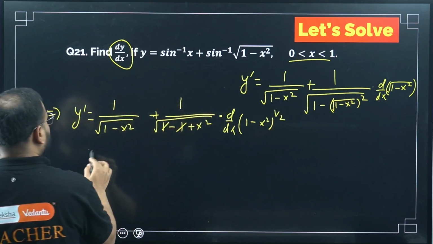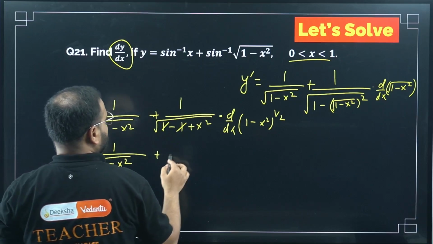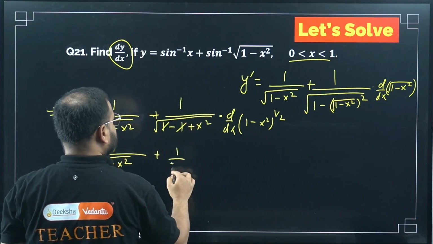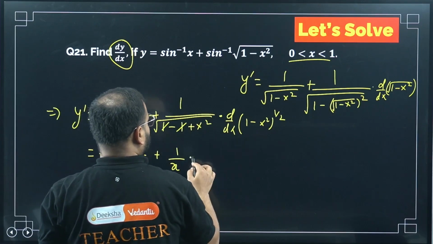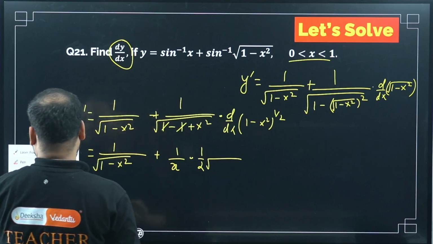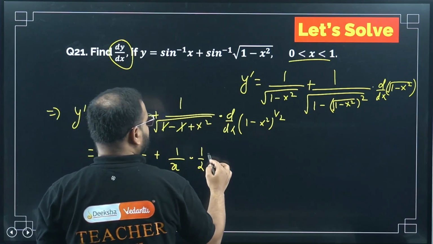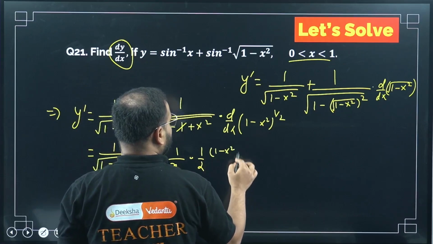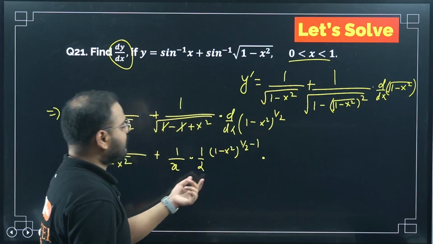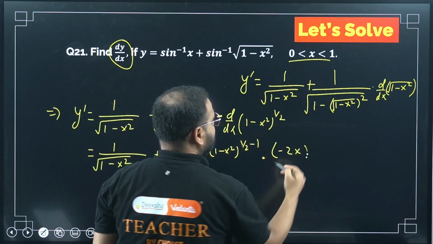Next step you check here. So 1 upon 1 minus x square plus, what is this? Root of x square, because 1 and 1 is gone. So root of x square is simply x. Now please check here. What I'll get here? 1 by 2, 1 minus x square, the power 1 by 2 minus 1. Then I have to do differentiation of x square also. So what will that be? Minus 2x. Please understand this.